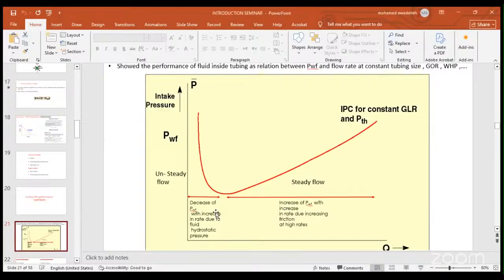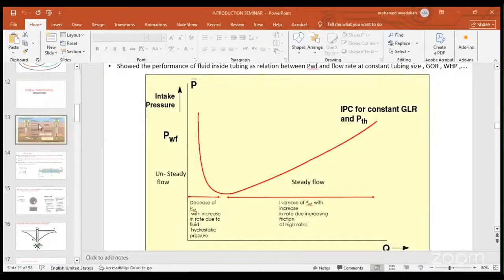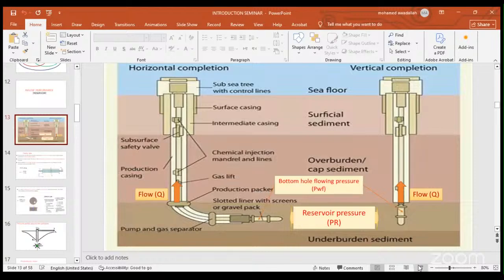If we go back to this slide here, we see that the flow will move from the reservoir to the bottom hole of the well, which is described by the IPR or inflow performance. But once the fluid is flowing from the bottom hole of the well to the surface, it will be described by VLP or vertical lift performance.